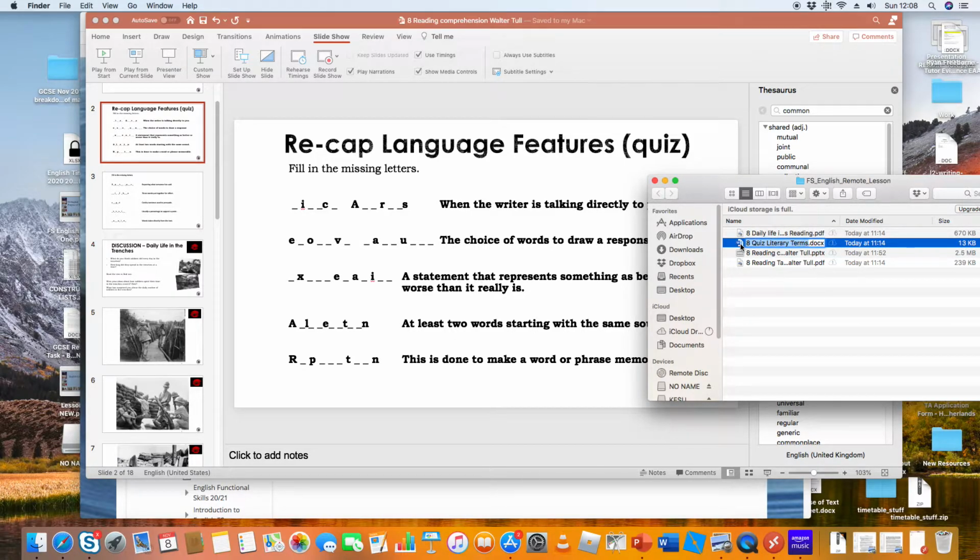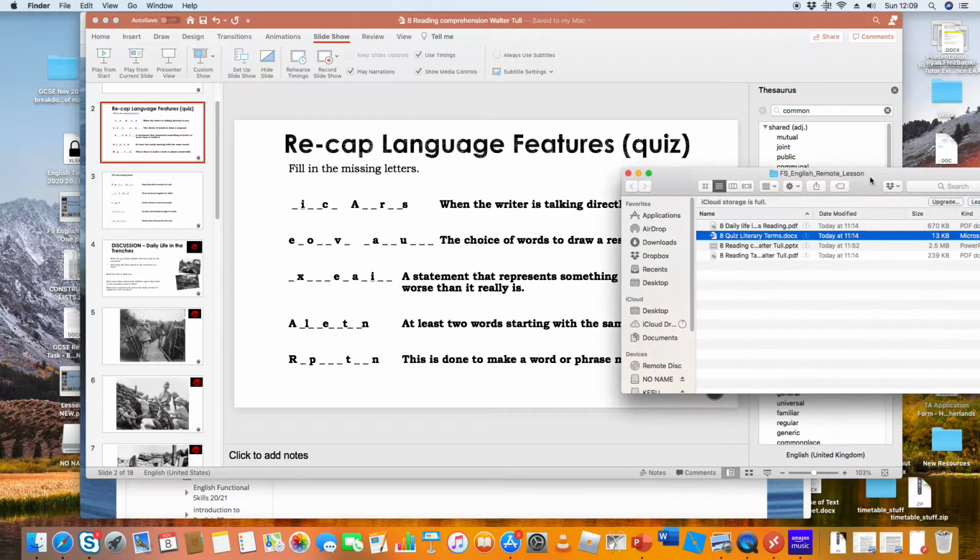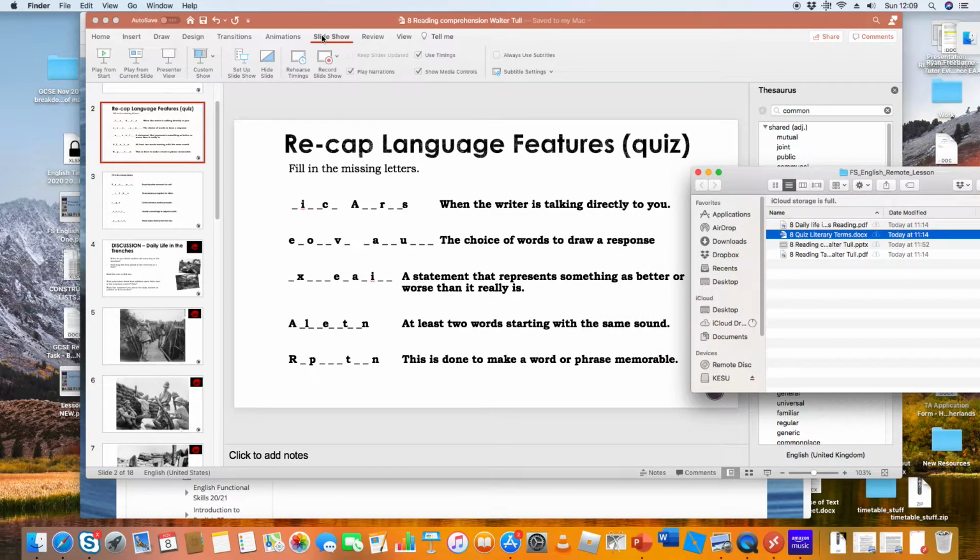So it's the Word document that says quiz literary terms. Just wait for it to come up. Like I said, it shows you, so it's the same thing that's on the PowerPoint, all the different features. So fill in the missing letters, and again, it will help you recap those ideas. Okay, so Word documents take a little bit long to open up today, but that's fine. Like I said, just pause the video. That's this one here, same as on the PowerPoint. Try and work out what each one is, then we'll go through in a bit.